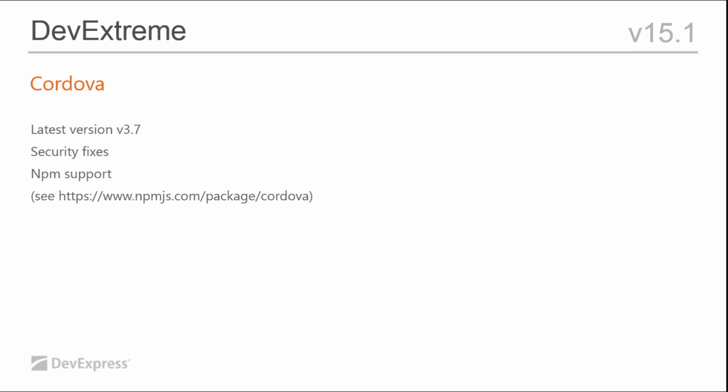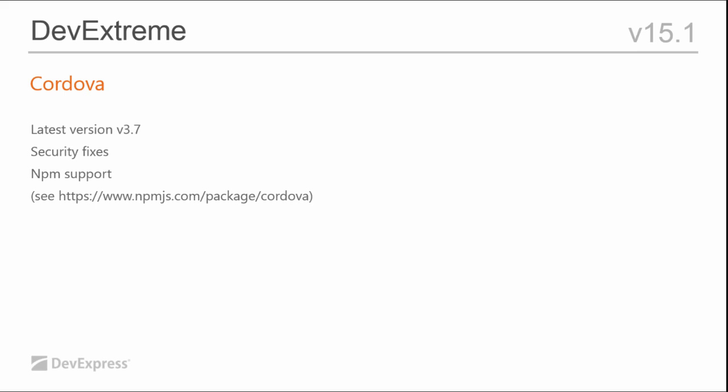I'm now going to talk a bit about the DevExtreme mobile portion of the DevExtreme library. With 15.1, we have naturally also been upgrading our Cordova version, and we are now supporting Cordova version 3.7. That's a good thing, because in the previous version there were a couple of security issues which might occur in some scenarios. They are all fixed in the Cordova library, so you will not encounter them anymore.